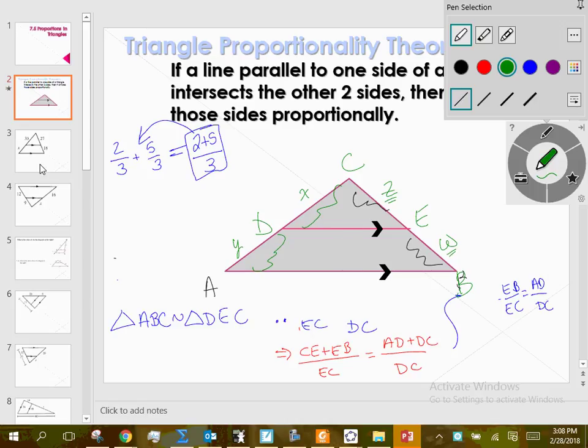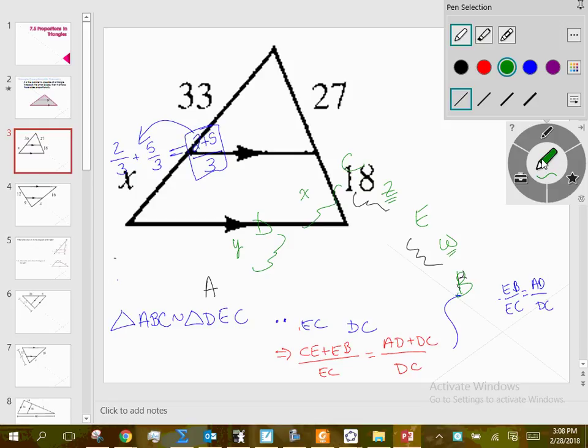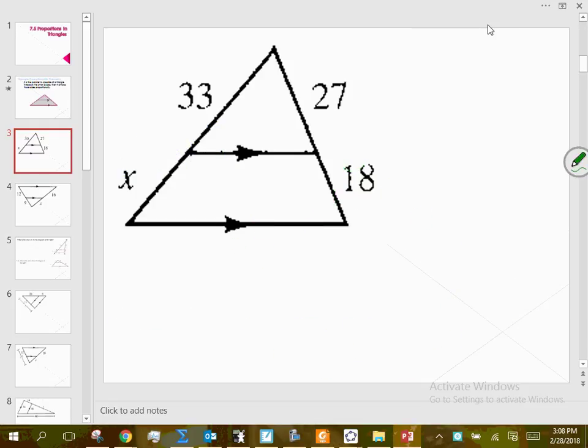Okay? So that being said, let's do a couple examples here. I'm not going to do the algebra with you. We'll just do the geometry, setting these up.